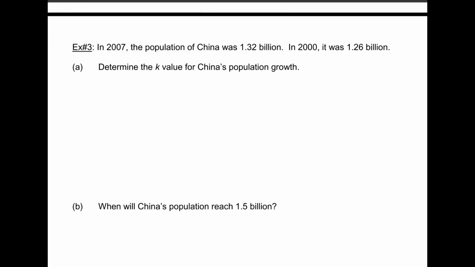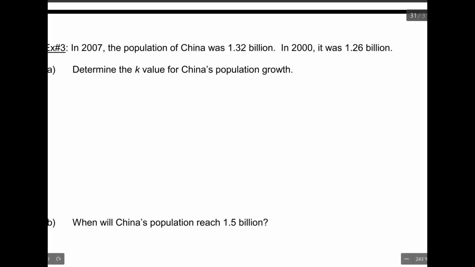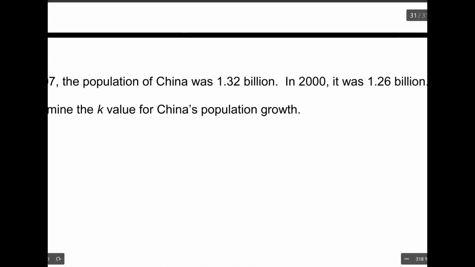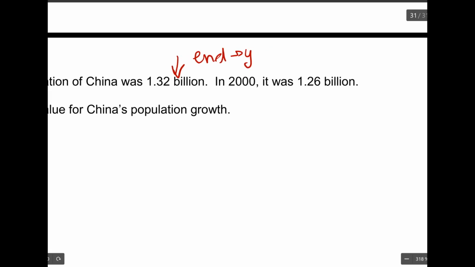Alright, example 3. In 2007, the population of China was 1.32 billion. In 2000, it was 1.26 billion. So in 2007, this was the population, so this is how much we end with. This will be my y value. In 2000, it was 1.26 billion, so this is how much I'm starting with.